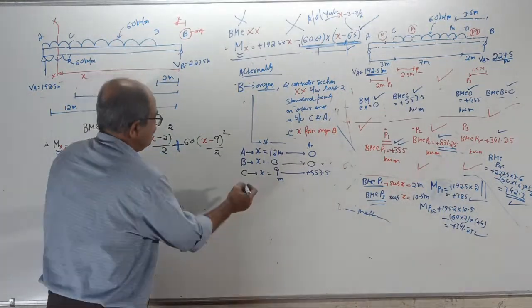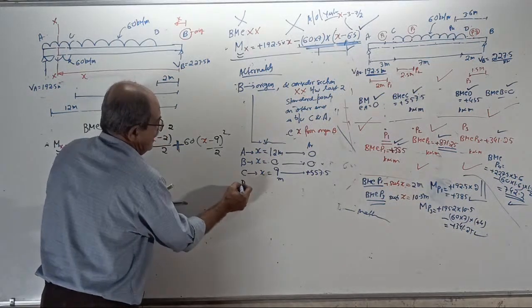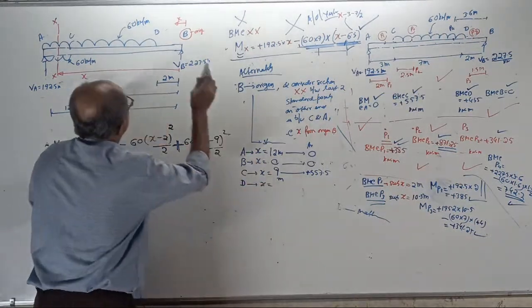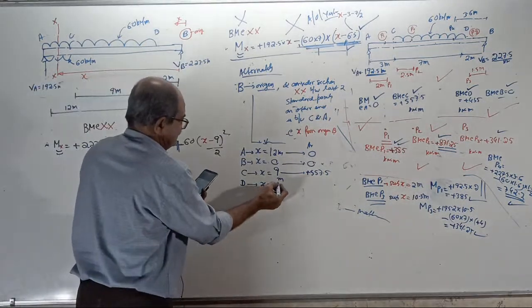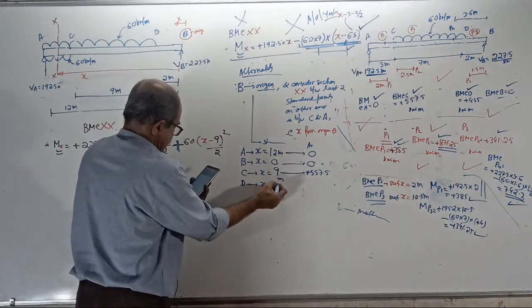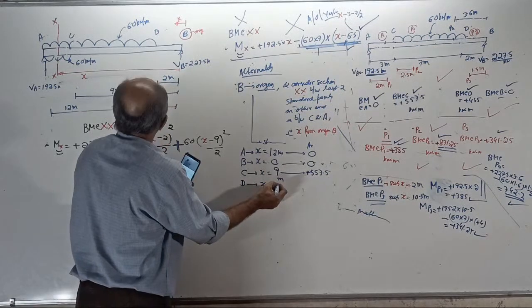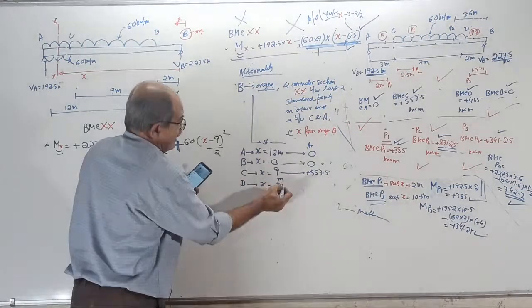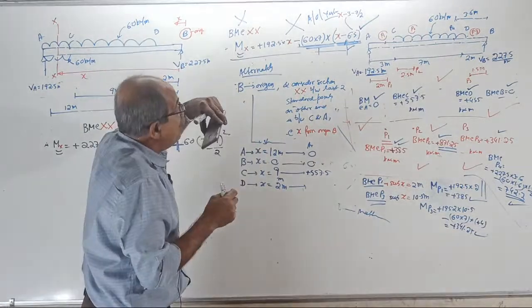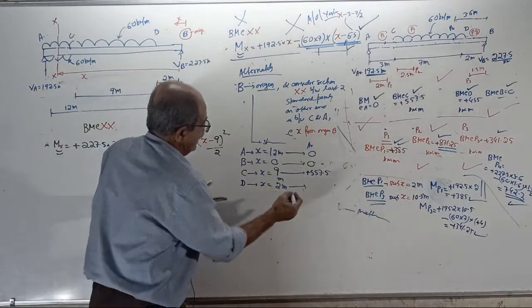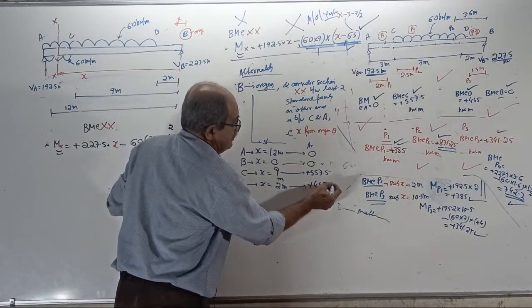Now to get bending moment at D, put X equal to 2 meter. I will calculate. Okay, clear. Plus 455. I will check later.